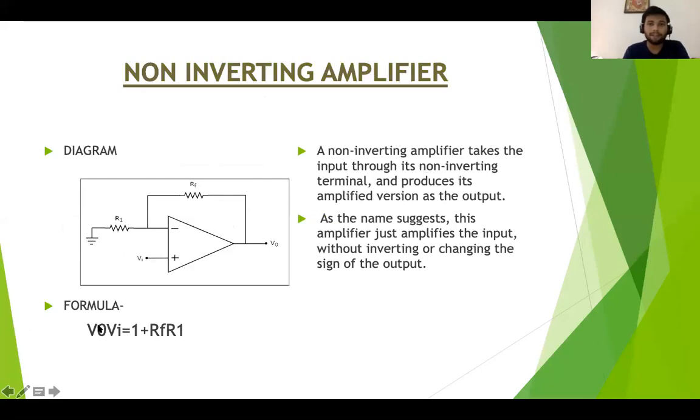Next is non-inverting amplifier. This is the circuit diagram of non-inverting amplifier. In this, just opposite of the inverting, supply will be given at the non-inverting terminal. Inverting terminal will be kept ground. And since it is non-inverting, there will be no change in the sign. Whatever the sign, if positive supply is given, the output will also have positive supply. If negative supply is given, you will be getting negative supply in the output.